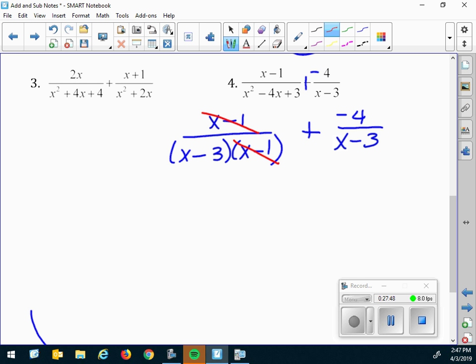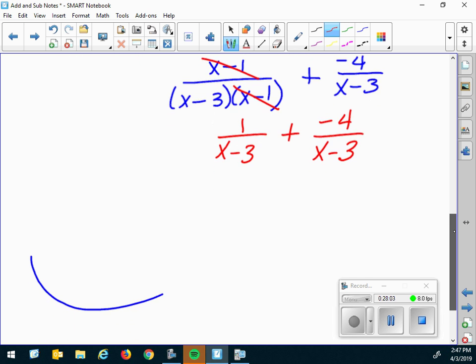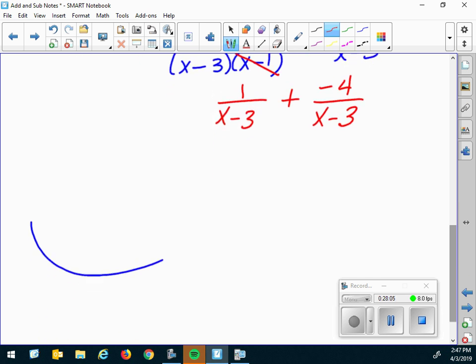So let's look at what this is. What is this now? This is 1 over x minus 3 plus negative 4 over x minus 3. What's my common denominator? Oh, snap, they're both just x minus 3. That's it.